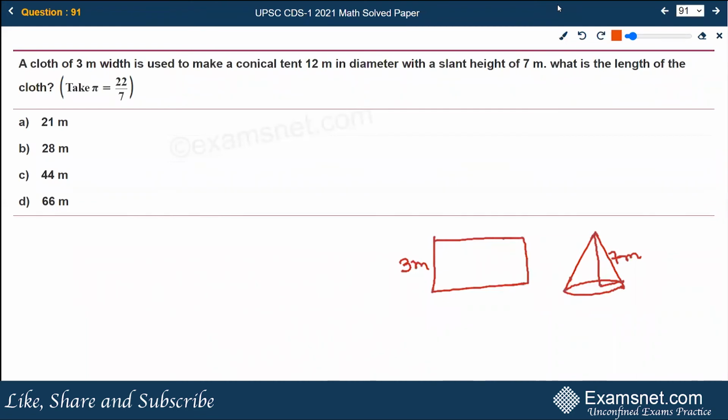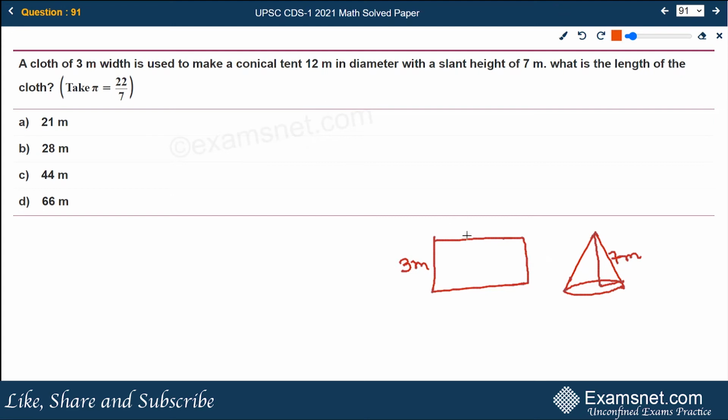In question number 91, we are given that a cloth of 3-meter width is used to make a conical tent 12-meter in diameter with a slant height of 7-meter. What is the length of the cloth? So basically, when we are using a cloth to make a conical tent, we are taking the curved surface area. The area of the cloth will be equal to the curved surface area of the tent, right?